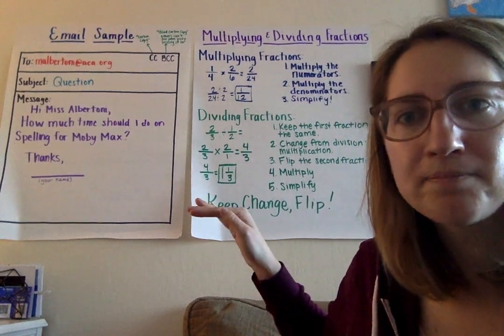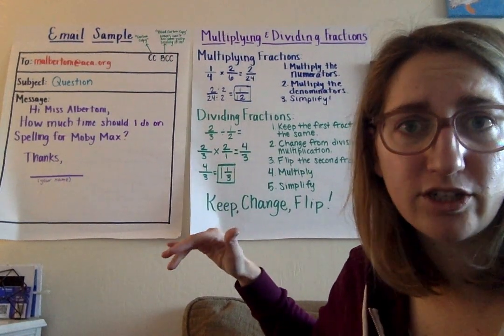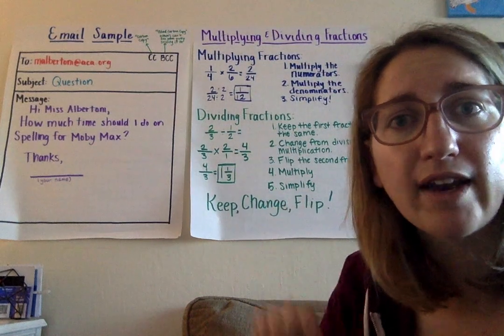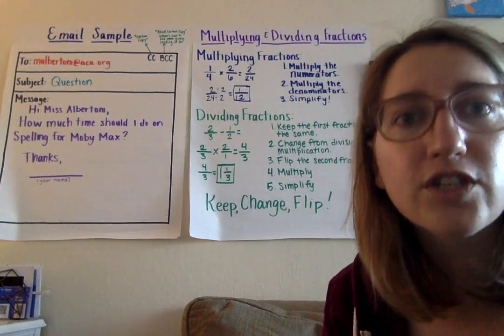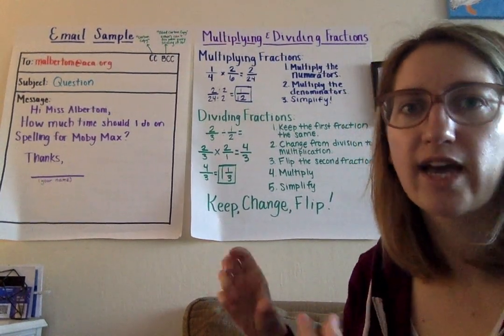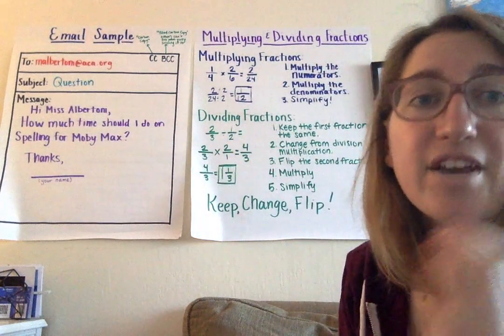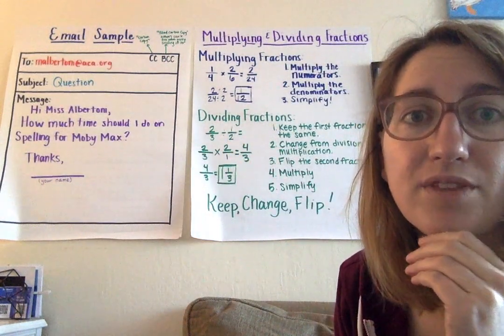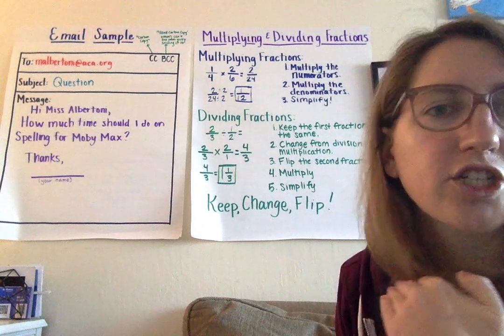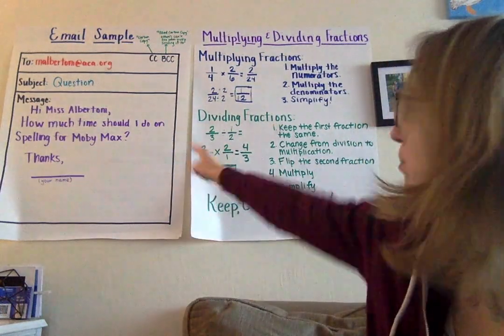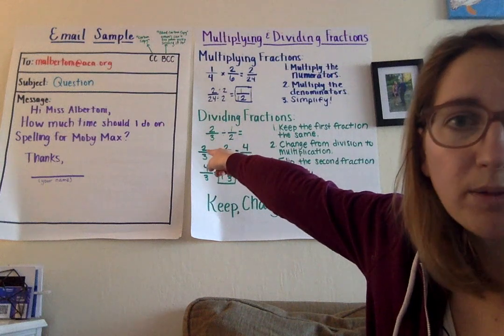Then at the bottom here, we have dividing fractions. So we have 2/3 divided by 1/2. So the first thing you're going to do is you have to look at it just across. So 2/3 divided by 1/2. So that very first fraction, the 2/3, you're going to just keep it the same. So you're going to write it below where your original problem is.